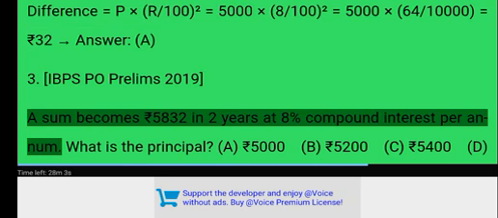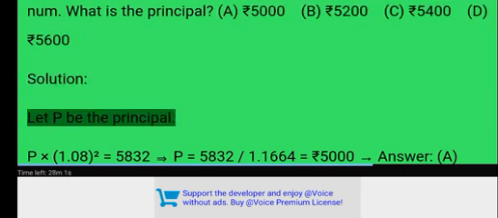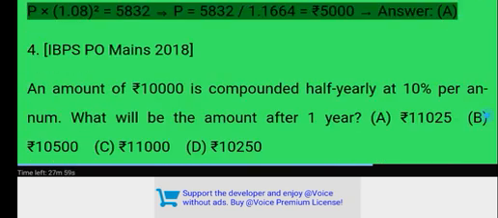3. IBPS PO Prelims 2019. A sum becomes 5,832 rupees in 2 years at 8% compound interest per annum. What is the principal? A. 5,000 rupees, B. 5,200 rupees, C. 5,400 rupees, D. 5,600 rupees. Solution. Let P be the principal. P times 1.08 squared equals 5,832, so P equals 5,832 over 1.1664 equals 5,000 rupees. Answer A.